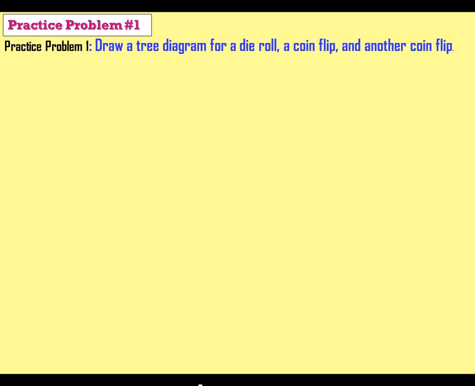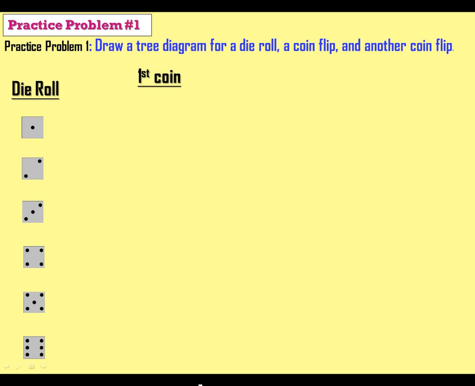All right, you just hit play. Here's how you do practice problem number 1. So you have a die, okay? So here's all the faces of the die, 1, 2, 3, 4, 5, or 6. You have 6 possibilities for the die. And then the first coin, well, when you flip a coin, you only have 2 possibilities. You have either heads or tails.